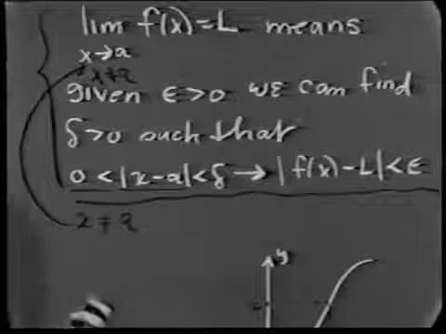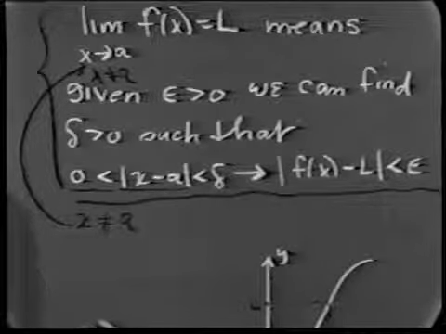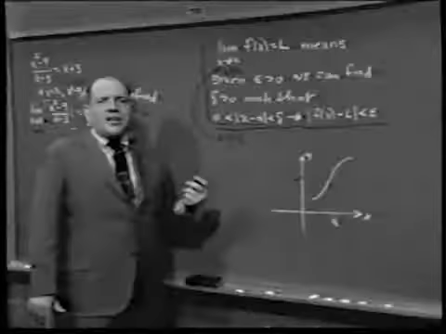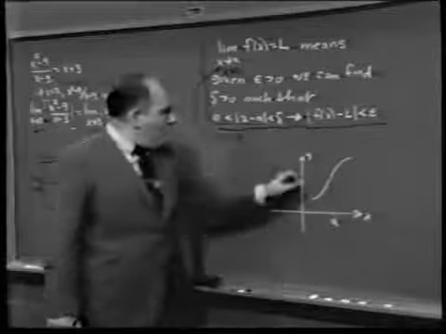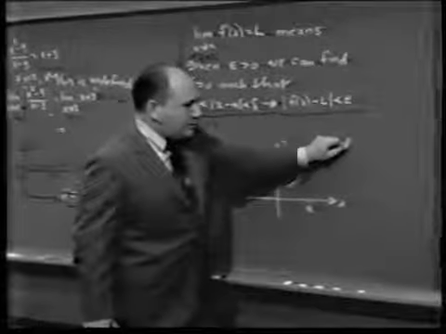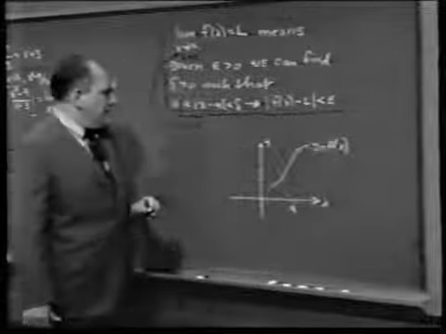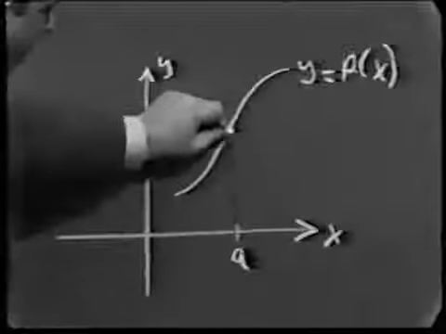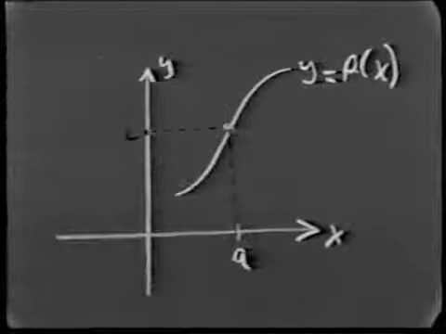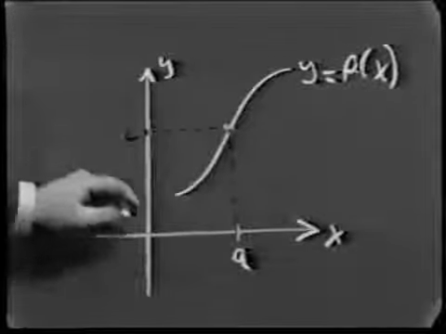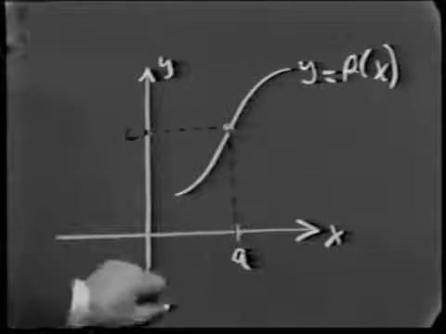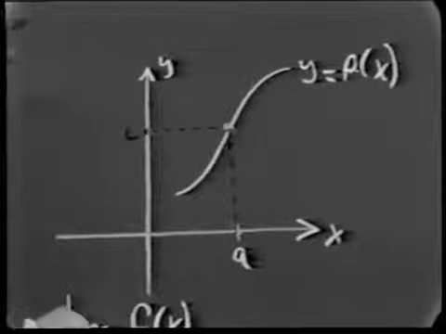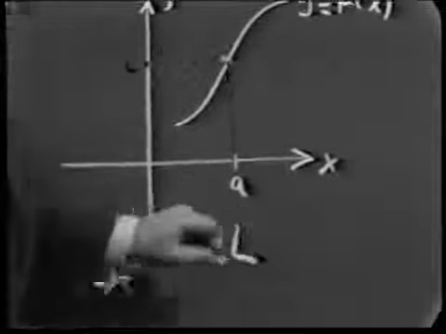Now, whereas this may sound a little bit simpler than the original definition, let's see how much easier the picture makes it. Let's go to a graph of y equals f of x. And in my diagram here, here is a and here is L. What I'm saying is, I intuitively suspect that the limit of f of x as x approaches a is L in this case.